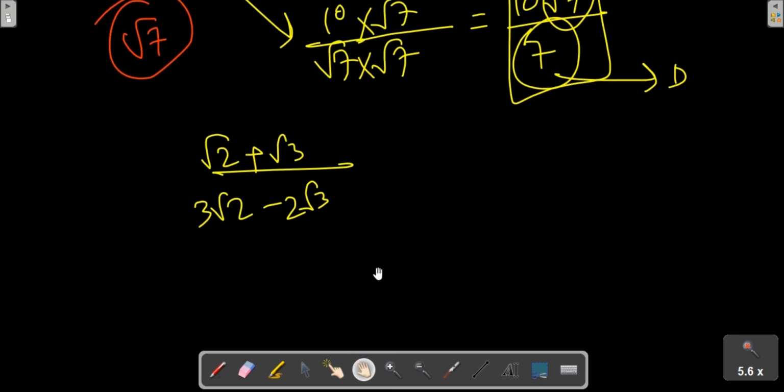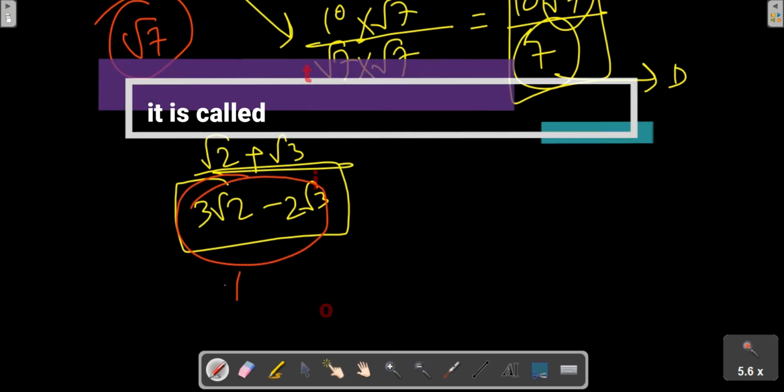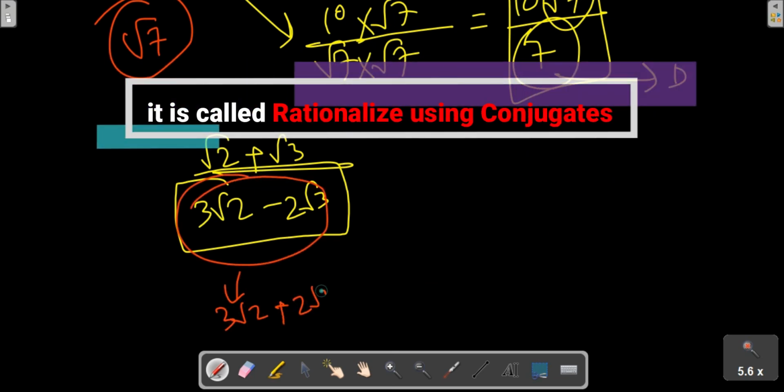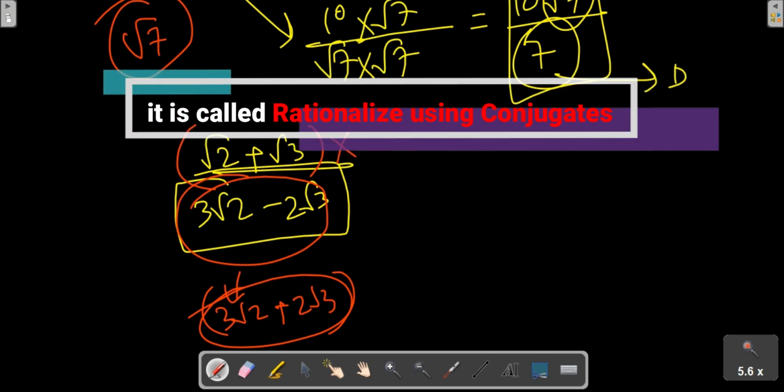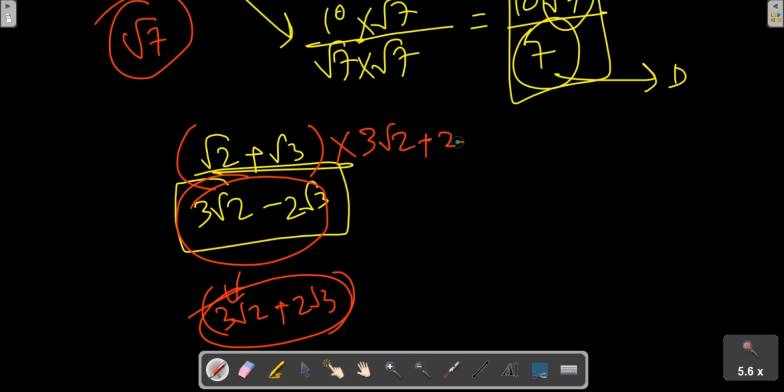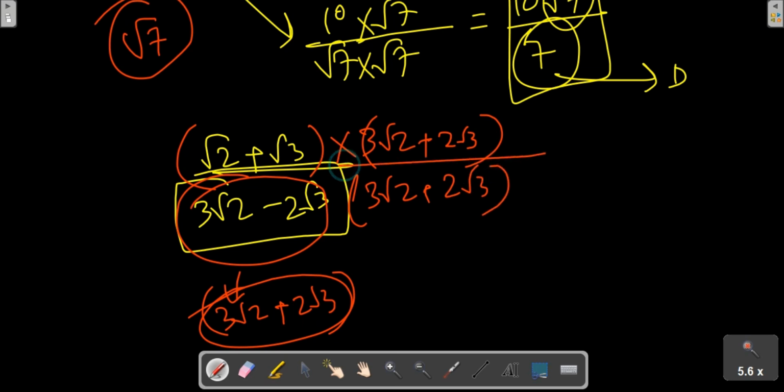In this sum, what will you do? First of all, you need to see the denominator. You will find some root portions there. Then you need to check what the sign in between is, and change the sign. So if I change the sign, it would be 3 root 2 plus 2 root 3, right students? That number you have thought of in your mind, you have to multiply in the same manner, up and down, in the numerator and denominator. So let's multiply by 3 root 2 plus 2 root 3 in the numerator and also in the denominator.